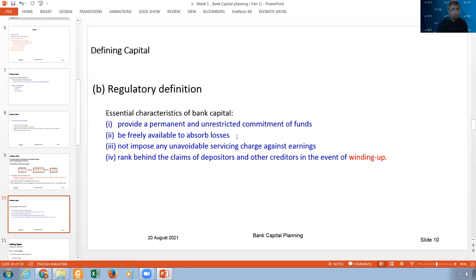Two, be freely available to absorb losses, which is the most important thing. We need a capital that doesn't pay, that is available to use anytime to buffer the losses, which means it's all the time there, available. And it doesn't pay servicing, which means that with loans, if I'm financing my assets from debt, I have a service fee. Servicing means this interest which I pay. But here, I'm not paying servicing for the shareholders.